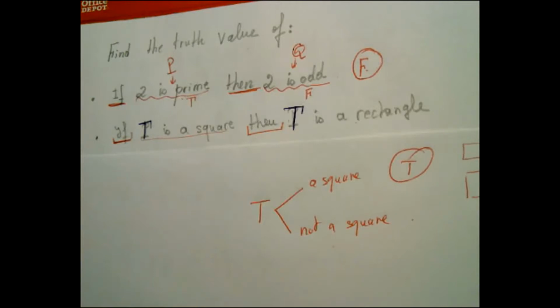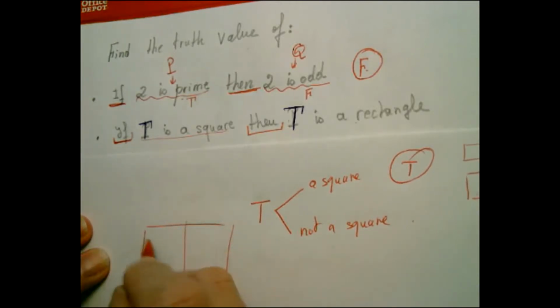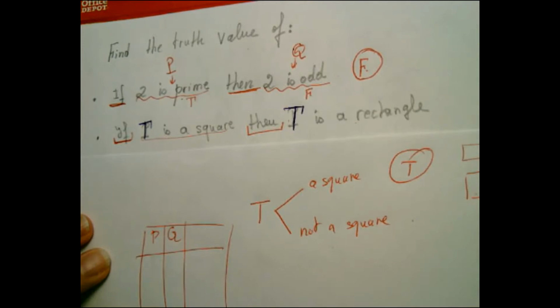Okay, let's go back to the truth table. How does if P then Q work? It's true because if it isn't a square, it doesn't matter whether it's a rectangle or not. It's always going to be true. Right. So my statement is always a true statement.